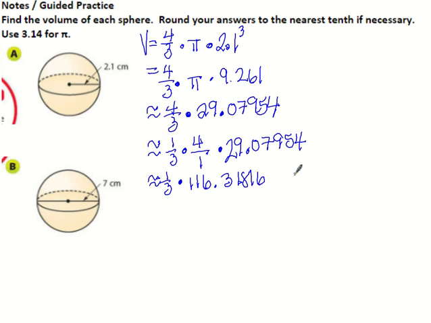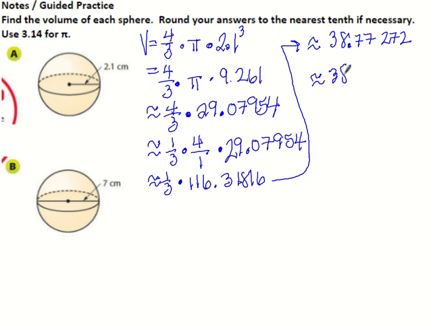And we're going to get, I'm going to come over here, follow my arrow, I'm out of room, about 38.77272. And then once I'm done, I'm going to round to the nearest tenth, so 38.8 centimeters cubed.